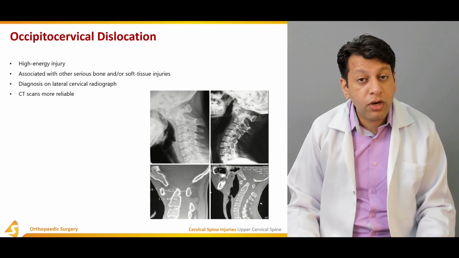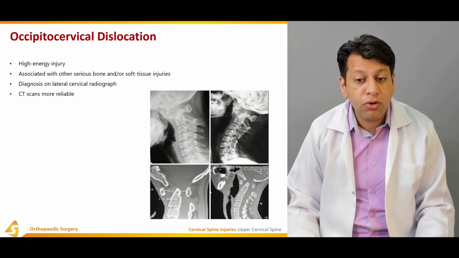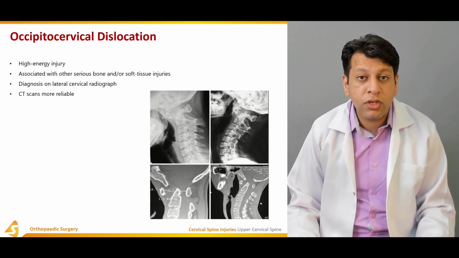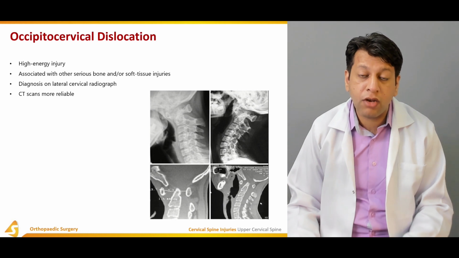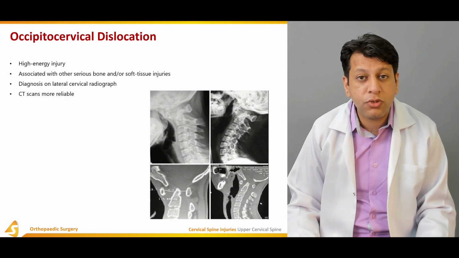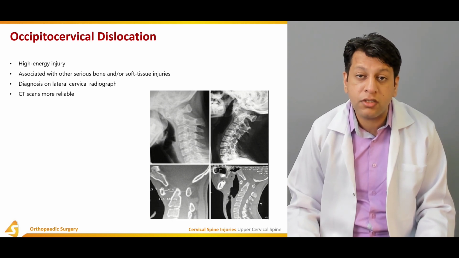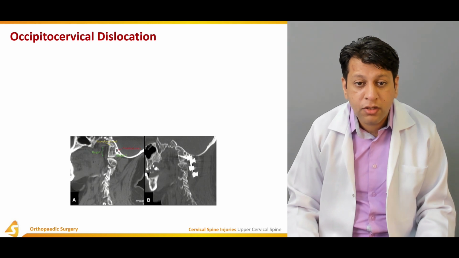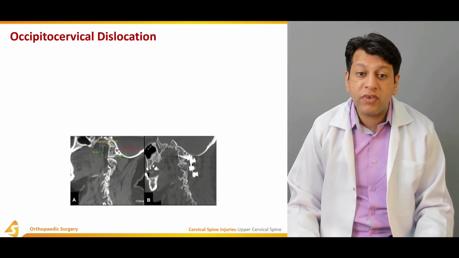CT scans are more reliable and more helpful, and they can help delineate what kind of injury it is. You can calculate the distances, that is the anterior atlantodens interval along with the posterior atlantodens interval, and that can be more reliable in confirming our findings, whether it is associated with subluxation or is a frank dislocation. Now coming to the treatment of occipitocervical dislocation.